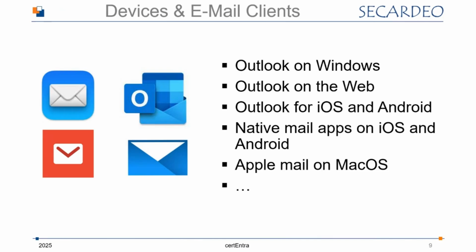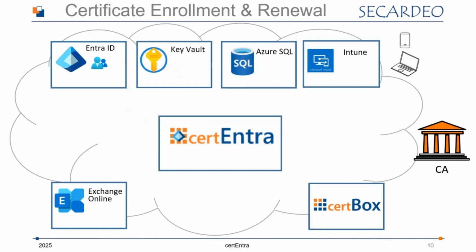The devices that are covered are all the devices that Intune can manage. So it's Windows, Android, iOS, macOS, whatever. And we can also support all the popular email clients like Outlook, Outlook on the web, mobile Outlook, native iOS Mail, Apple Mail, and whatever. So the solution is basically independent from the email client.